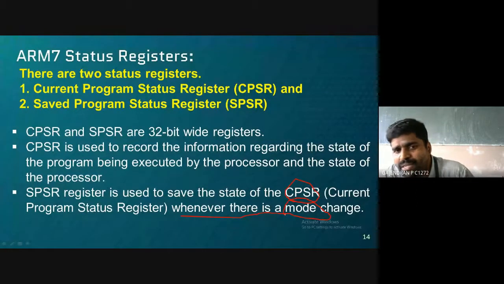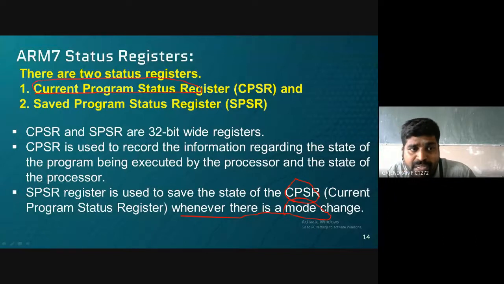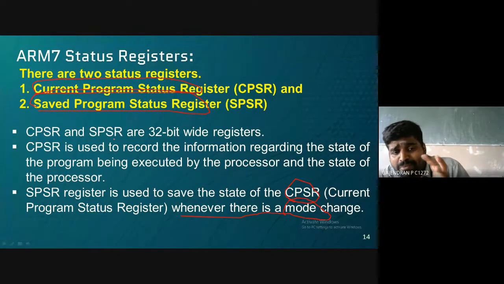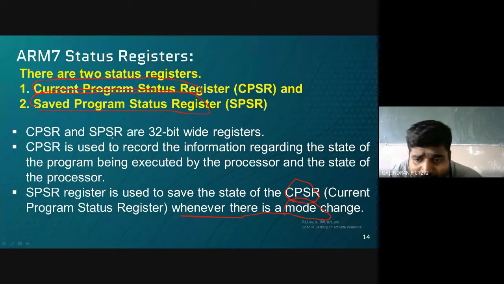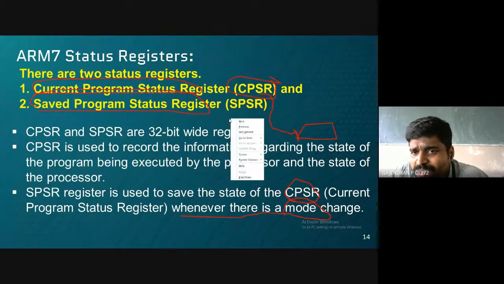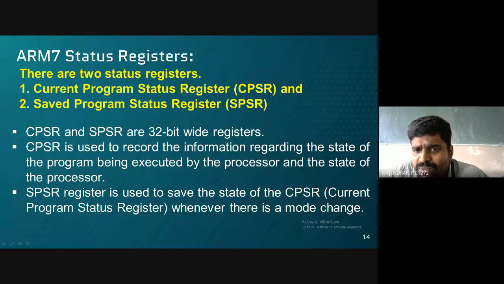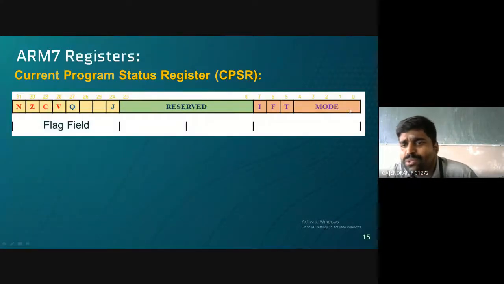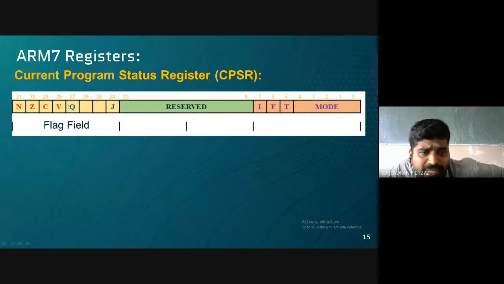Very simple. CPSR stores the current program status. Saved program status register means what? Whenever it changes from one mode to another, at that time it will take the CPSR content of the particular mode into the SPSR. That we will discuss later. Before that, we will discuss what is CPSR in detail. Please note down, it is a 32-bit register.